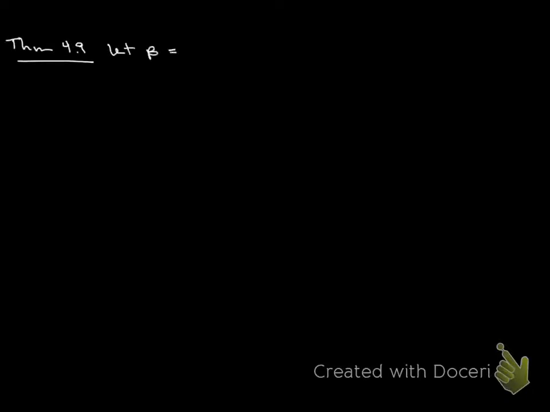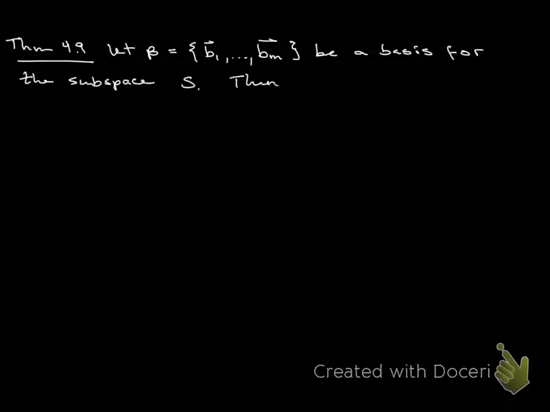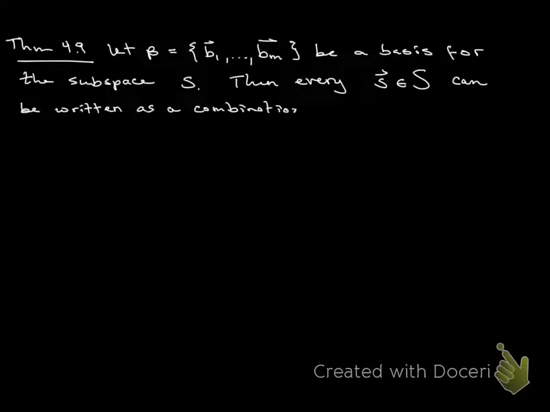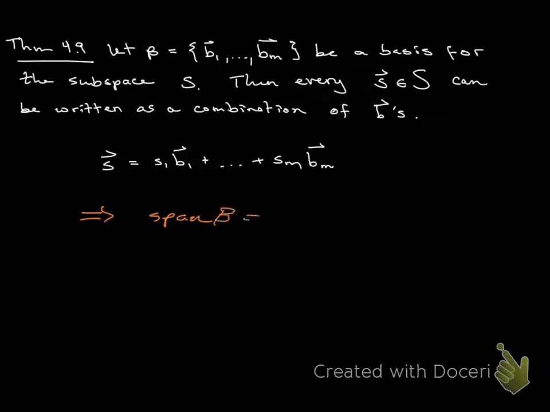This is a theorem that we'll use here, theorem 4.9. Let B be the set of vectors B1 through Bm, and they're a basis for the subspace S. Then every vector s in S can be written as a combination of B vectors, so s is s1 B1 plus all the way through sm Bm, which of course just means that the span of my basis vectors is my subspace S, right? Again, that's basically just rehashing the definition. It's a set of linearly independent spanning vectors.